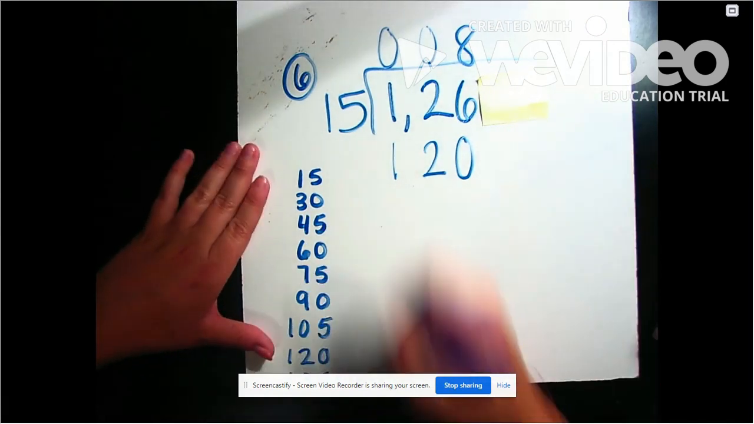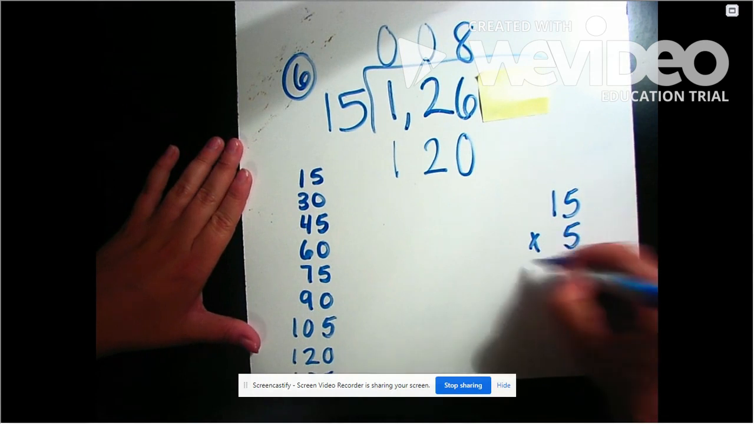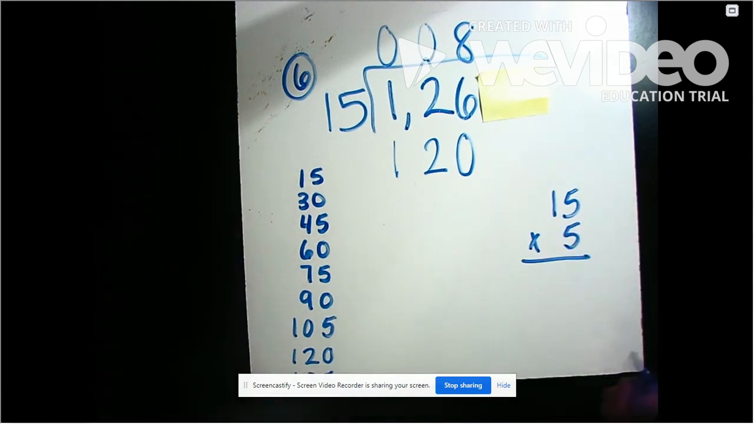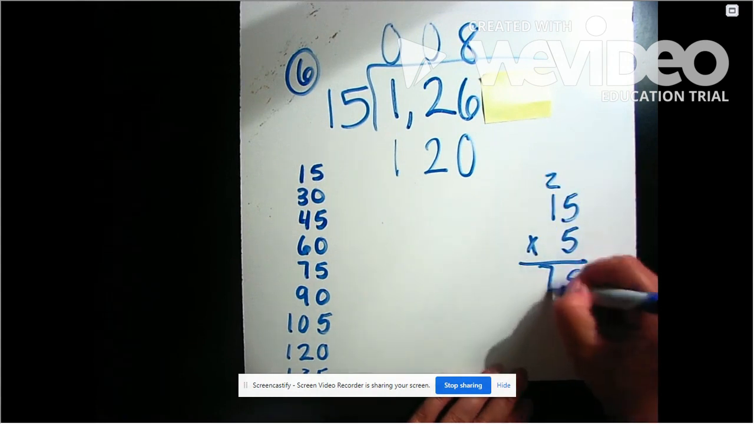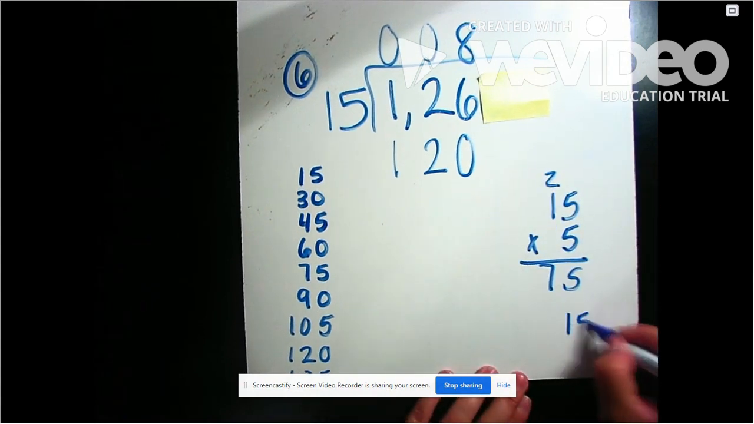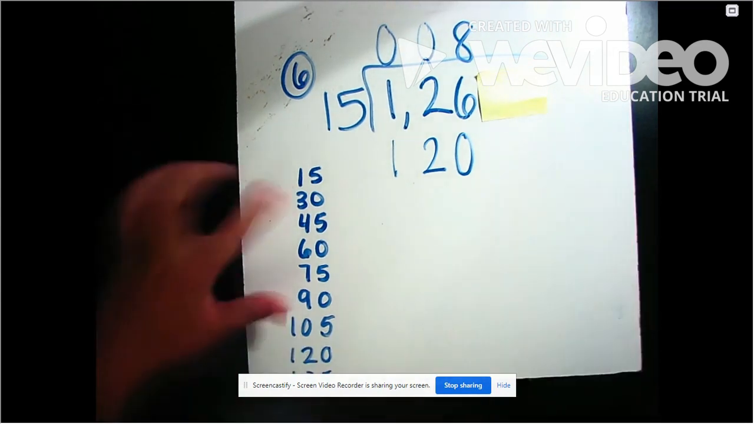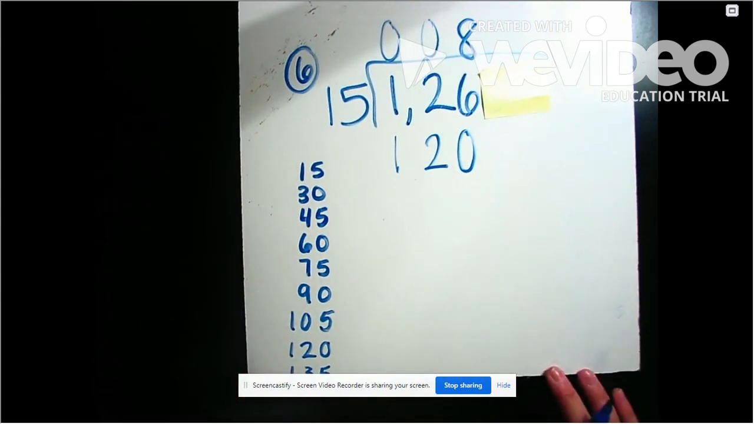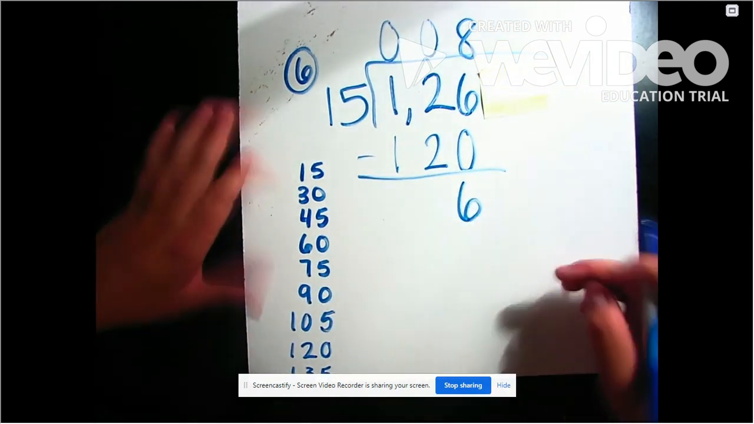If you didn't want to write out your multiples, you could have also gone through step by step to see what would have worked. 75, I need to go higher. Maybe I'll do 15 times 7. Oh, need to go higher. Okay, so you can do trial and error like that if you need to. Or you can just do the multiples of 15. All right, so when I subtract, I'm left with 6.